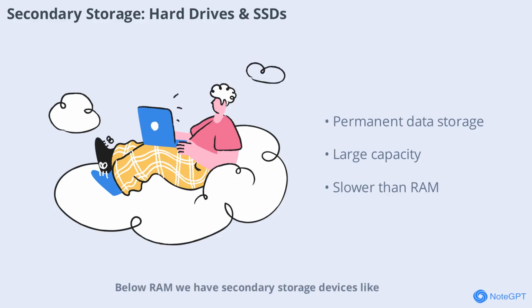Below RAM, we have secondary storage devices like hard drives and solid-state drives, SSDs. These devices store data permanently, even when the computer is turned off. Secondary storage is much larger and more affordable than RAM, but it's also significantly slower. This is where your operating system, applications, and personal files are kept until they're needed. When you launch a program, it's loaded from secondary storage into RAM for faster access.